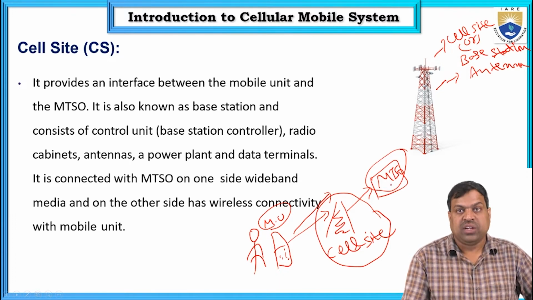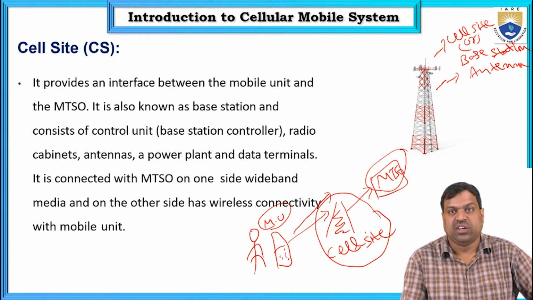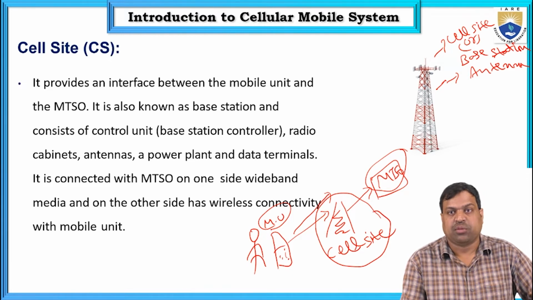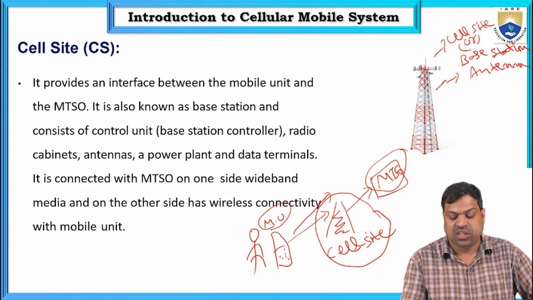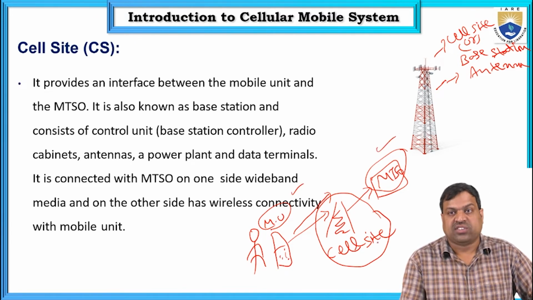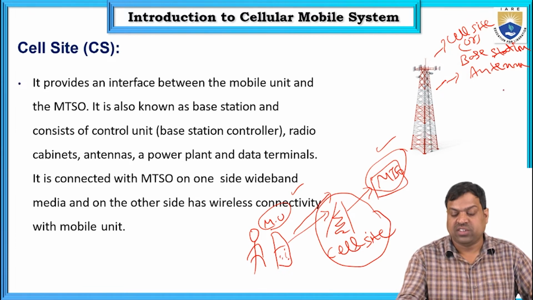It is also known as a base station. It consists of a control unit, radio cabinet, antenna, power plant and data terminals. It is the interconnection between the mobile unit and the MTSO. On one side it has a wideband medium, and on the other side it has a wireless connection with the mobile unit. That is a cell site.